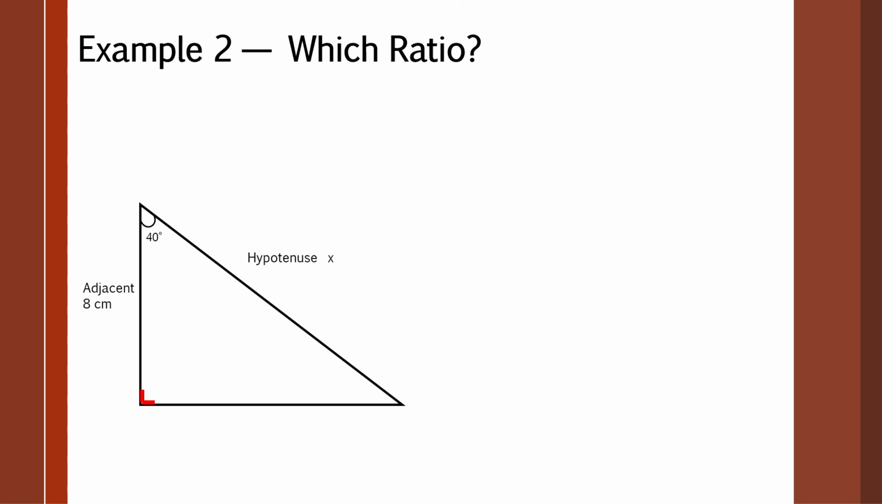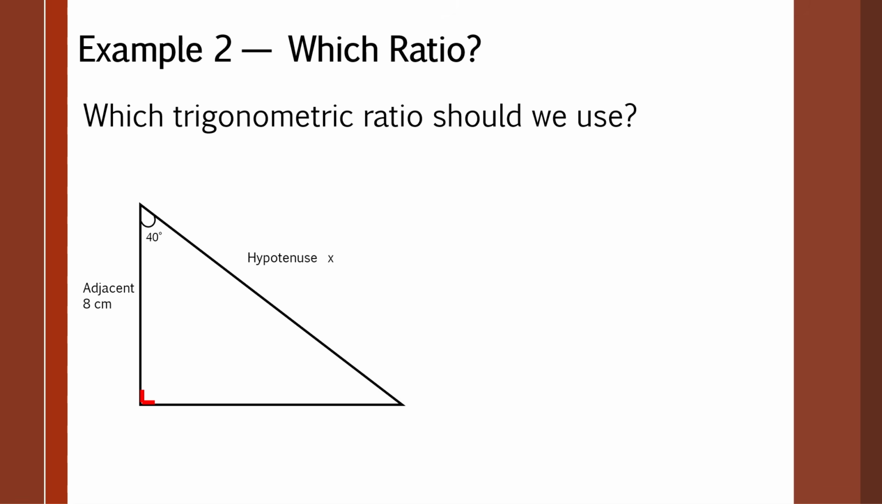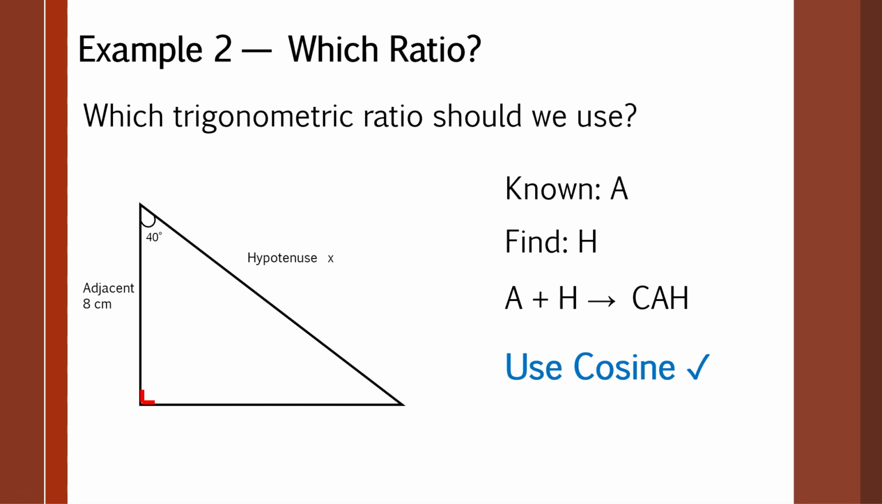Now let's look at example 2. Which trigonometric ratio should we use? We know the adjacent side, so we have A. We want to find the hypotenuse, so we have H. We are using A and H. A and H are in CAH, so we use cosine.